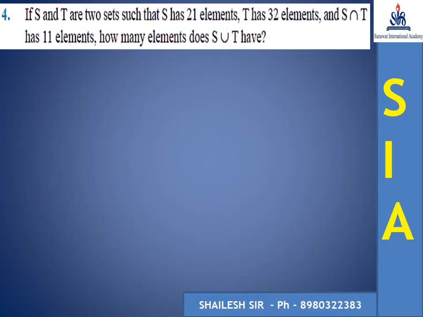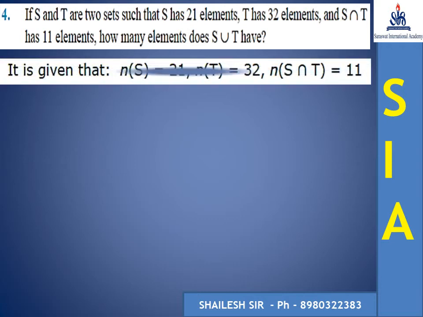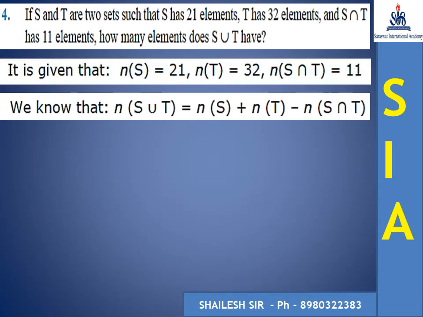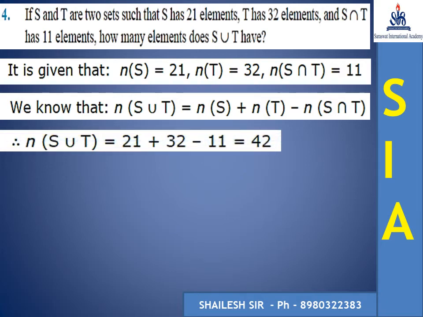Now question number 4. S and T are two sets. S has 21 elements, T has 32, and S intersection T is 11. How many elements are in S union T? Same explanation, we apply the standard formula: N of S union T equals N of S plus N of T minus N of S intersection T. Putting in the given values, N of S union T is 21 plus 32 minus 11, which is equal to 42.